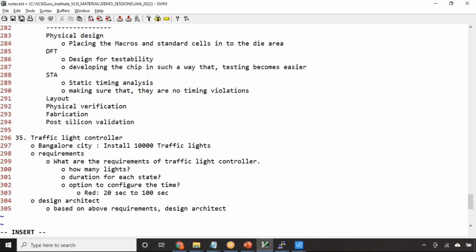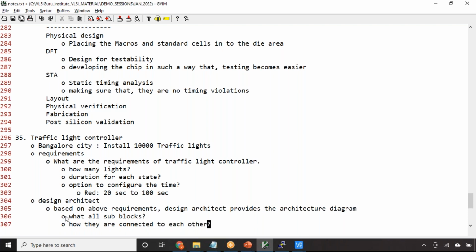The design architect is one specific person who develops the architecture diagram, where he will tell how the design is going to behave. I mean, how the design components are connected, what all sub-blocks are required, and how they are connected to each other. All those details he will provide as part of the architecture diagram.